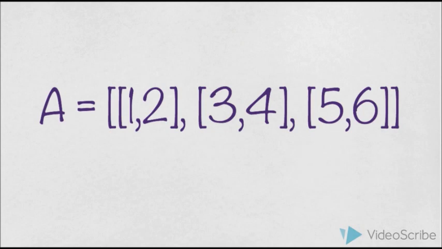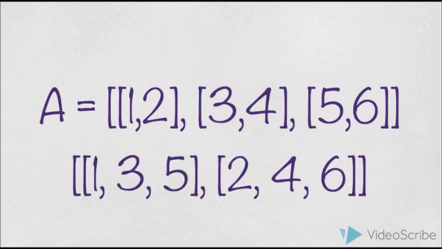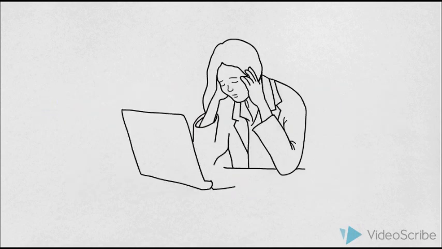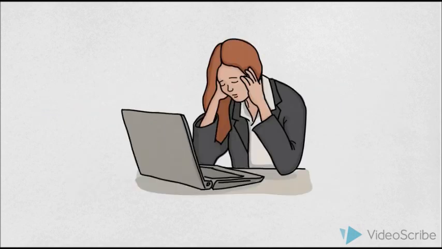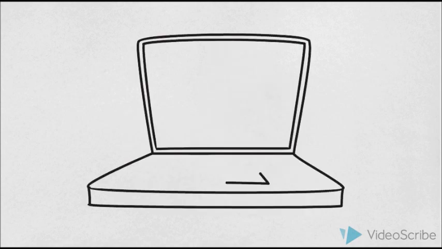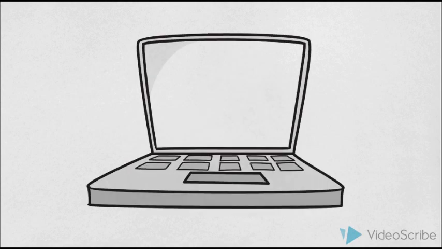We should write a program that takes a list of lists representing a matrix and returns the transpose of the given matrix. As you see, the input is a list of lists, and the output too is a list of lists. So let's start coding. Don't worry, it's easier than you think. First, as we know, we should write the name of the function. Define transpose A, and A is the list of lists, so it's only one variable.